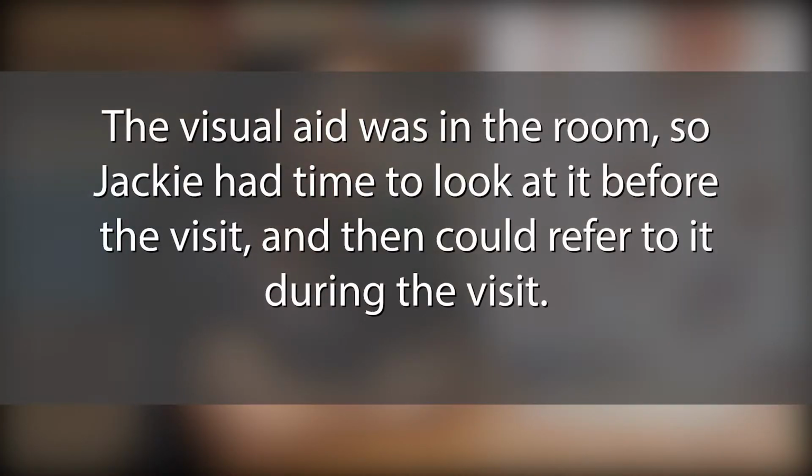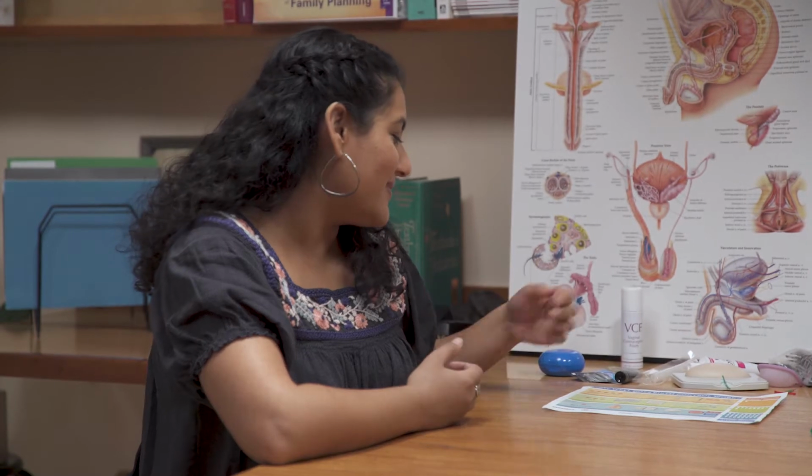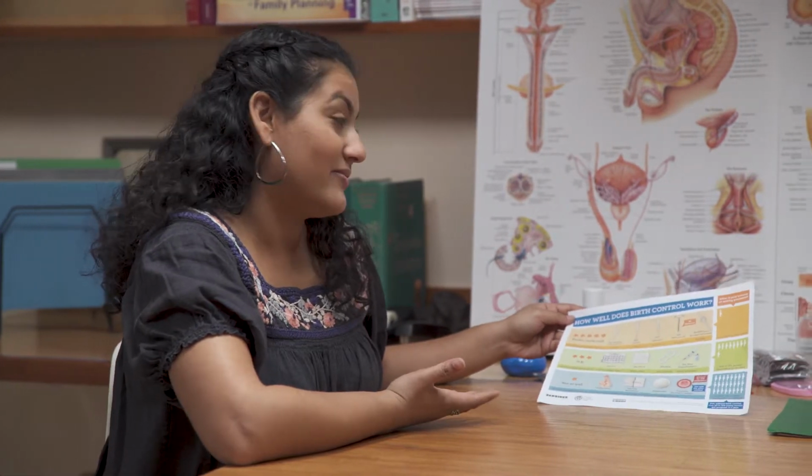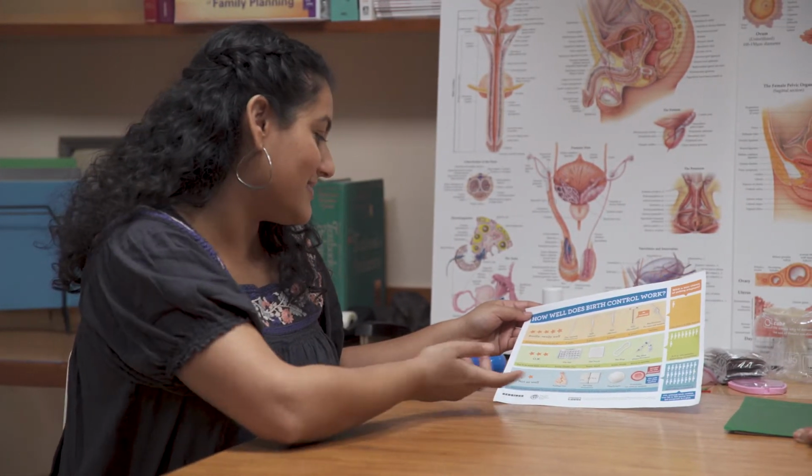I know you mentioned that you and Michael are hooking up. Yeah. Okay. Are you interested in discussing your options for contraception? That's part of why I'm here today. The visual aid was in the room, so Jackie had time to look at it before the visit and then could refer to it during the visit. While I was waiting, I was looking at this chart. I totally did not know that some types of birth control work really good, while others seem like a waste of my time.